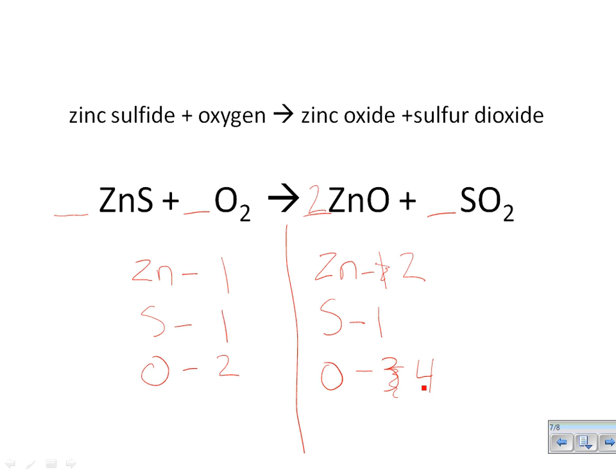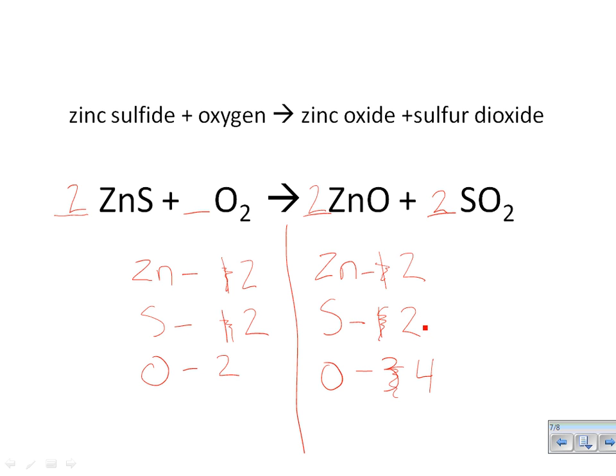But I've changed the number of zinc atoms. So I'm going to change the number of zinc atoms over here by adding the coefficient 2. And when I do that, I will change this number to 2, and I will change sulfur to 2. Now I need to fix sulfur on this side. I have 2 over here. I need 2 on the product side. So I will put the coefficient 2 in front of sulfur dioxide.